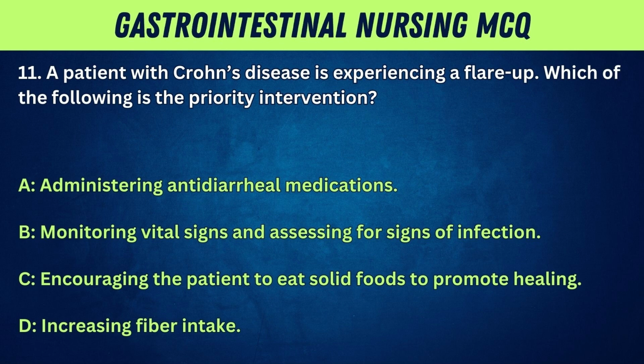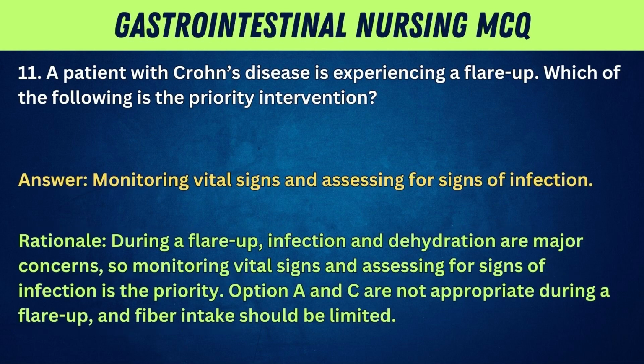11. A patient with Crohn's disease is experiencing a flare-up. Which of the following is the priority intervention? A. Administering antidiarrheal medications. B. Monitoring vital signs and assessing for signs of infection. C. Encouraging the patient to eat solid foods to promote healing. D. Increasing fiber intake. Answer: monitoring vital signs and assessing for signs of infection.